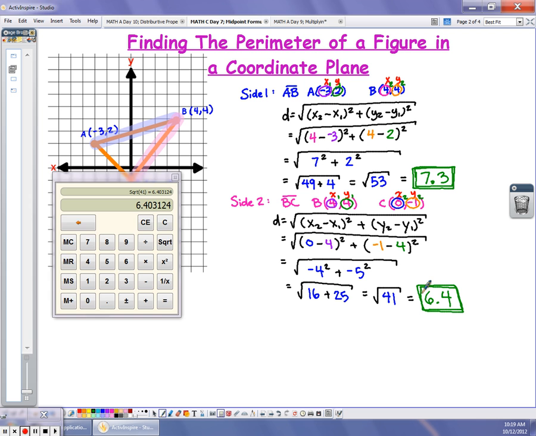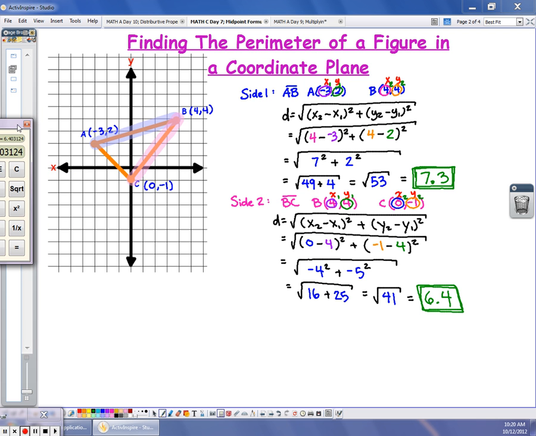We have one more side that we do need to take a look at, and that side happens to be side AC or CA. So I'm just going to go ahead and do this last side, and again we'll call it side 3. Side 3 is from A to C or C to A, and again it doesn't really matter. We'll just go alphabetical order and call it AC. Again, point A is negative 3, 2, and C is at 0, negative 1.